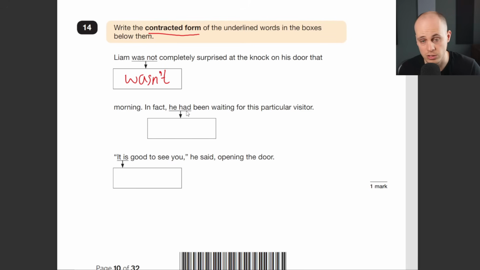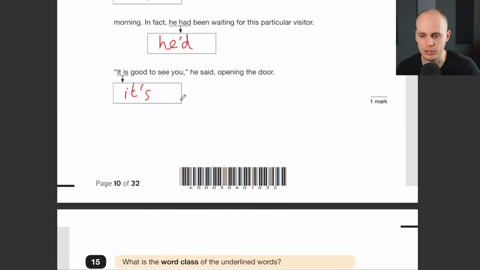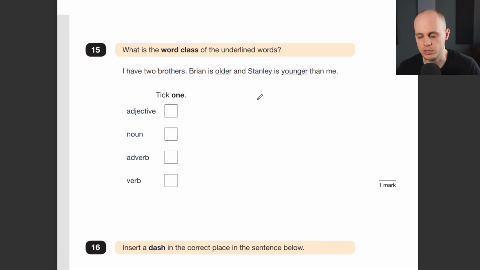You need to have your apostrophe there, guys, really clearly. I suggest not joining on these ones because it just makes it more likely you'll get it wrong. Just don't join. He had been waiting, so he'd. See, when I join, it's more tempting to join underneath the apostrophe, and you will potentially lose a mark for that. So just don't join. It is good to see you is going to be it's, with an apostrophe standing for it is. All right, so a little tip there about joining. Sometimes it can cause you to lose marks.